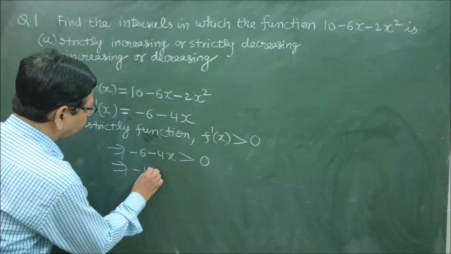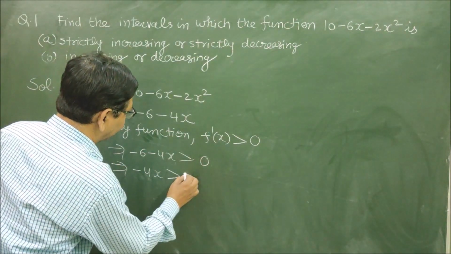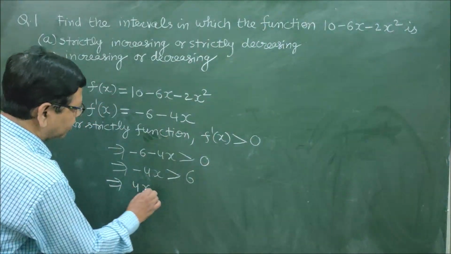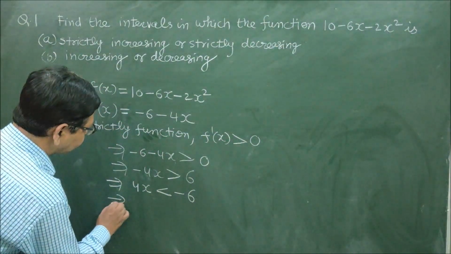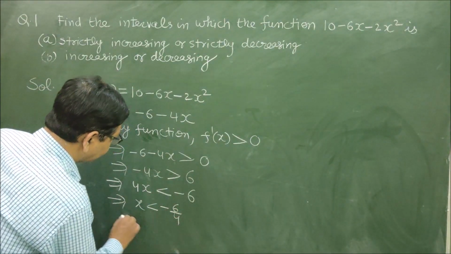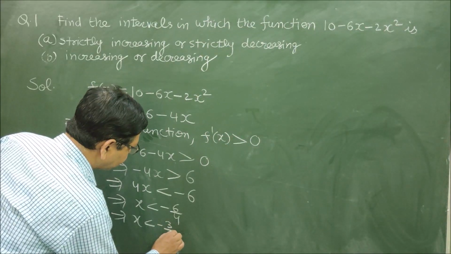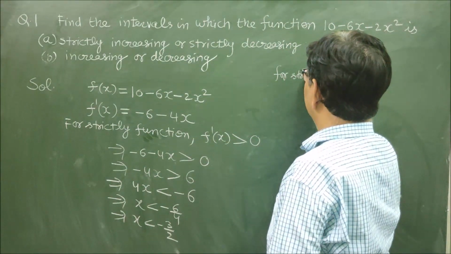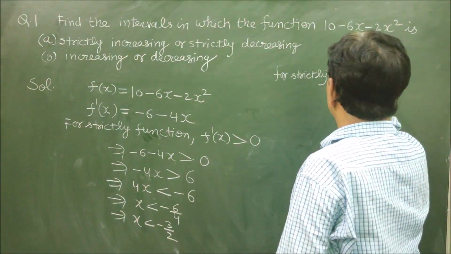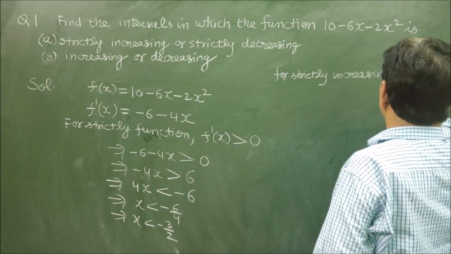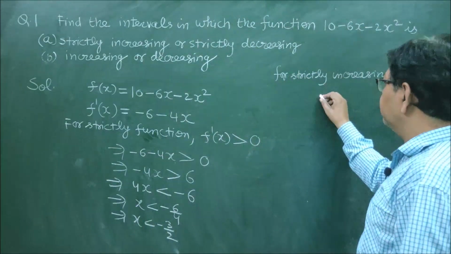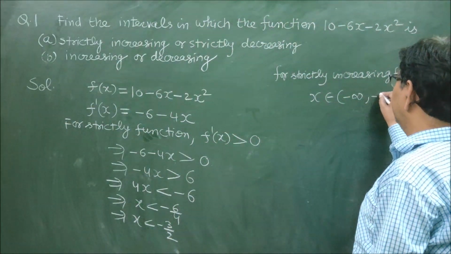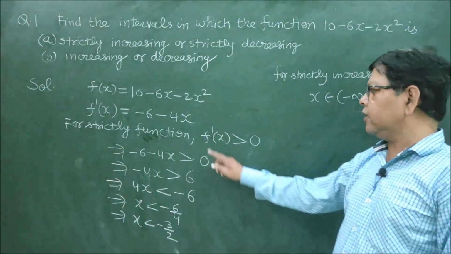That is, -4x should be greater than, bringing it to the other side, 6, or multiply by -1 on both sides. 4x is less than -6, or x is less than -6/4, that is x is less than -3/2. So for strictly increasing function, x belongs to the interval from minus infinity to -3/2. So in this interval the given function is strictly increasing.